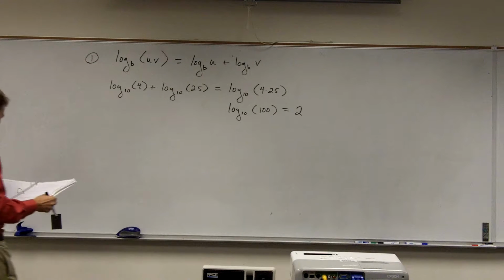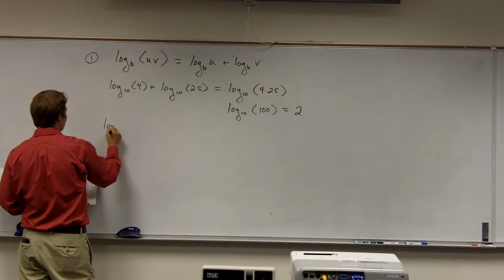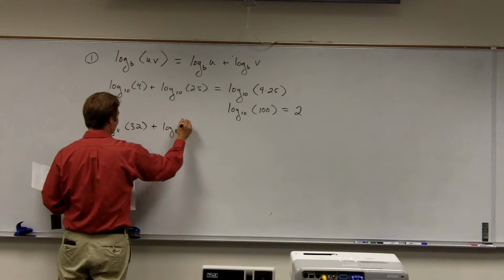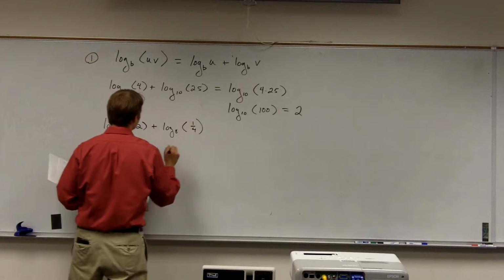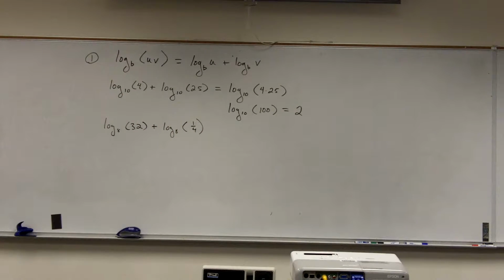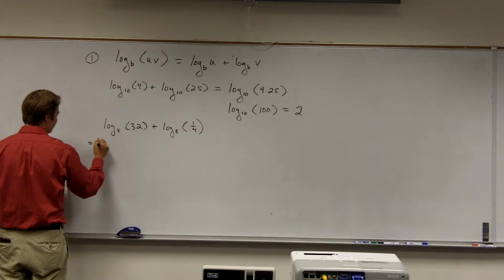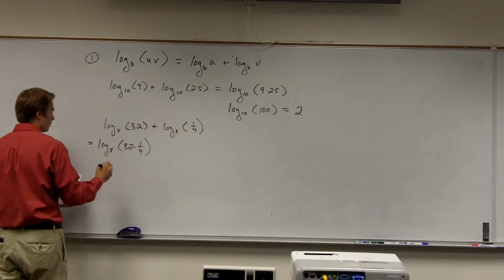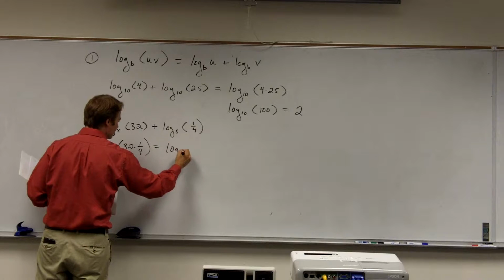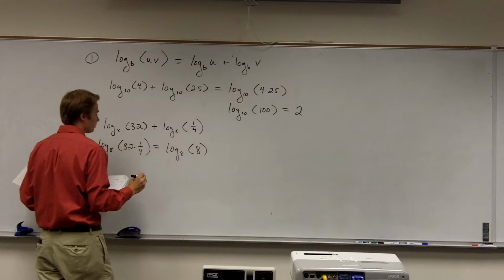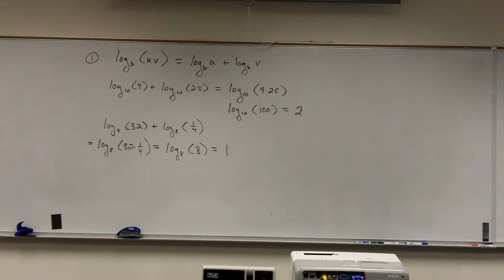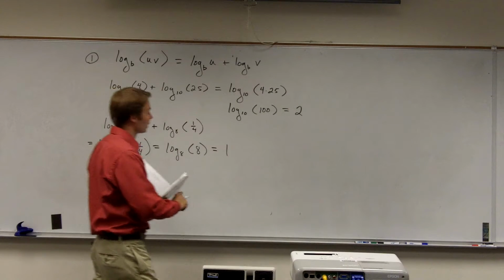Something else might be one like this. Log base 8 of 32 plus log base 8 of 1/4. Again, I don't know what either of these logs are individually, but if I put these together, this is really log base 8 of 32 times 1/4. So this is log base 8 of 8. And then 8 raised to the first power is going to be equal to 8. So log base 8 of 8 is equal to 1.